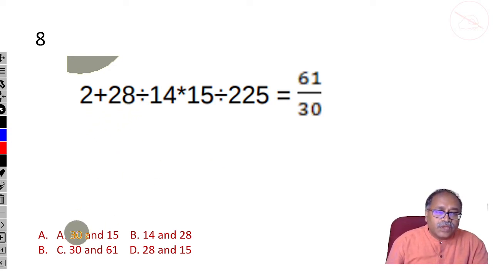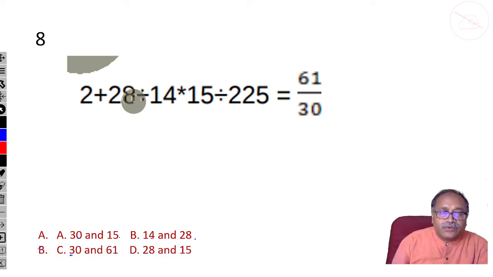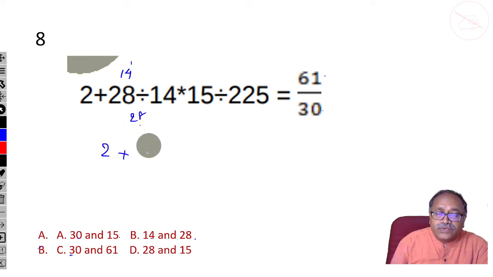Replacement. 30 and 15, 14 and 28, 28 and 15, and 30 and 61. Keep this in view. Now this is 61 by 30. What if I go with this interchange of 28 and 14? If I write 14 here and 28 here, then this is 2 times, and then here 2 plus 1 by 2, and then here it's a multiplication, right?